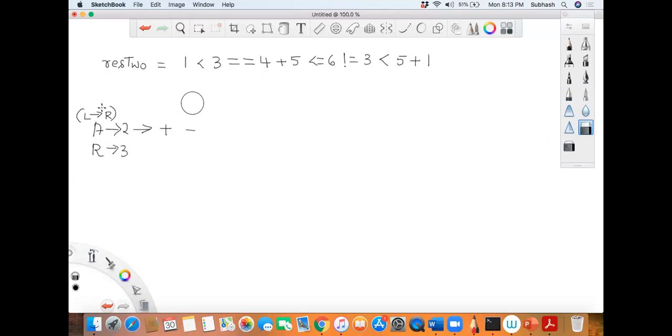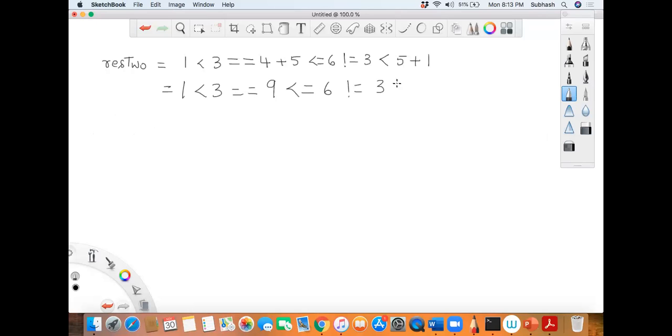Now tell me, Firasat, which one should I evaluate now first? From left to right associativity, it will be 4 plus 5. Therefore, how much does it become? 1 less than 3 equal to 9 less than or equal to 6, not equal to 3 less than 5 plus 1. I could have done this here only, but let me go step by step. So 1 less than 3 equal to 9 less than or equal to 6, not equal to 3 less than 6. Correct?